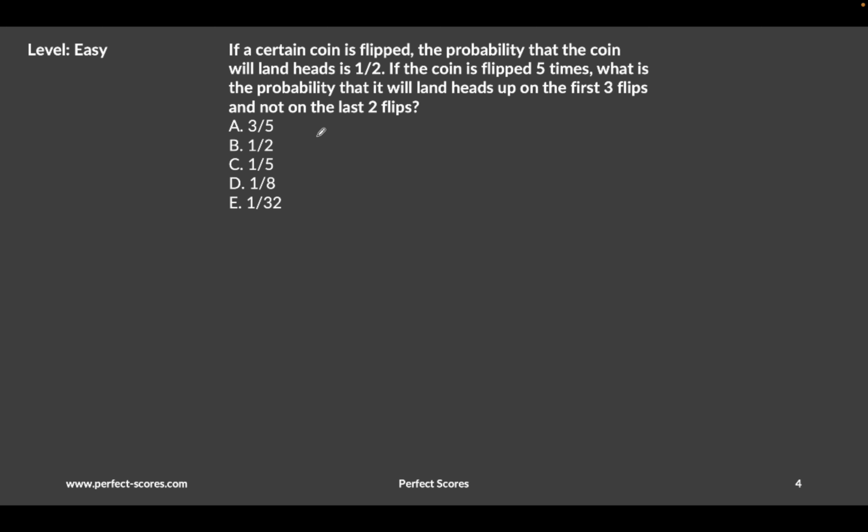Okay, so the question says, if a certain coin is flipped, the probability that it lands on heads is 1/2. If the coin is flipped 5 times, what is the probability that it lands heads up on the first 3 flips and not on the last 2 flips? So if I declutter the question again, it's giving me 5 slots, 1, 2, 3, 4, 5, because you're flipping the coin 5 times. And it wants you to have heads on the first 3 slots. If you want heads on the first 3 flips, then definitely it wants tails on the next 2 flips, right?